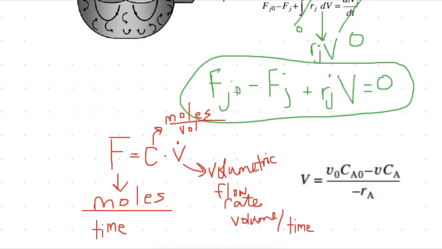Now, if you're trying to solve a problem and you don't have the initial or final flow rate, you can always substitute the initial concentration times the volumetric flow rate and the final concentration times the volumetric flow rate. If you do that and isolate for the volume, you would end up obtaining this equation.